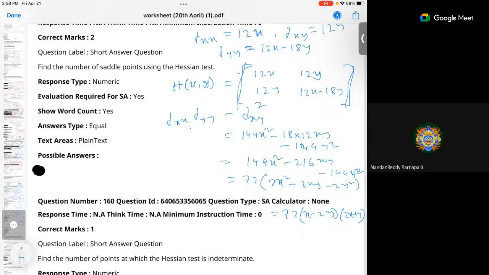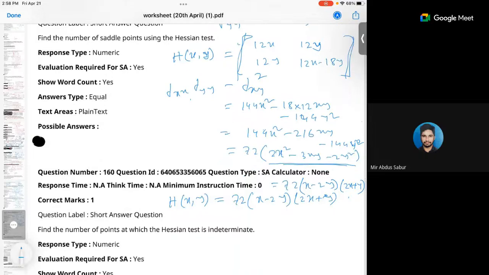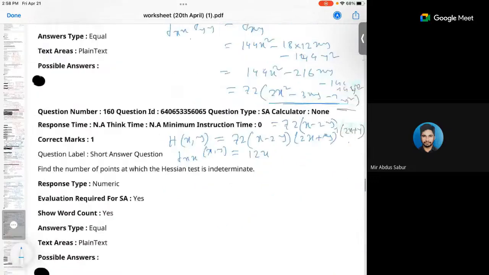I just factorized this one. So this will be our determinant of the Hessian matrix. I made this form because after that you can get it easily which one will be positive and which one will be negative. And f_xx is equal to 12x, right? It is the leading coefficient.